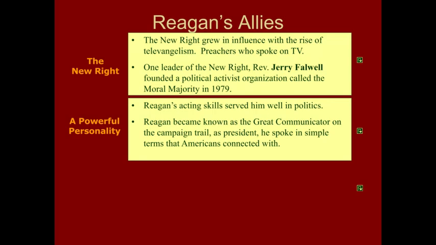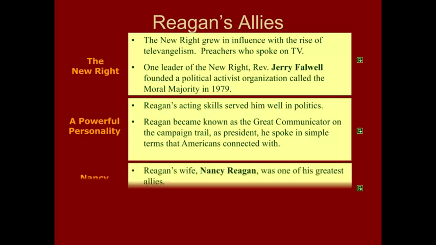During this period of time, cable TV is emerging throughout the country. So by the late 70s into the early 1980s, many of the New Right preachers spoke on TV. They were nicknamed televangelists. One leader of the New Right was Jerry Falwell. He helped to form the Moral Majority and give Reagan a lot of support. As we mentioned before, his personality as the Great Communicator really allowed him to connect with millions and millions of Americans. At his side was his wife, Nancy Reagan, one of his strongest allies and one of his biggest supporters.